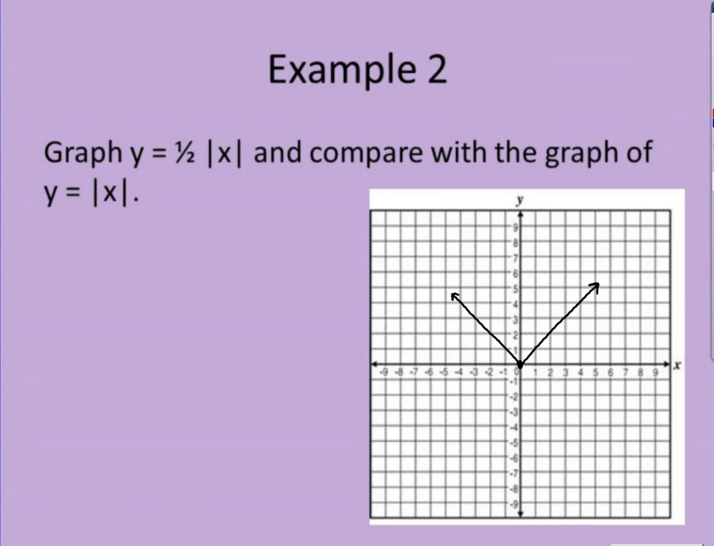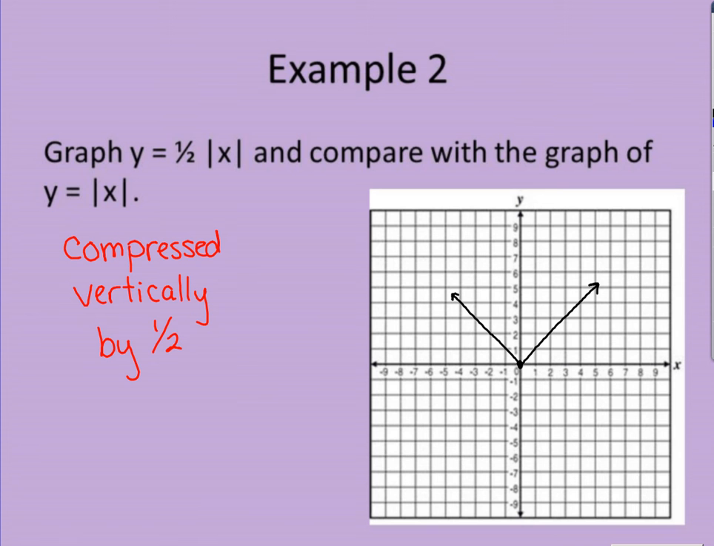So if we have our original graph of y is equal to absolute value of x and we graph this, we need to graph and compare the graph of y is equal to 1/2 the absolute value of x. Because it is 1/2, this is between 0 and 1, so this means it's going to be compressed vertically by 1/2. For an absolute value, this means it's going to change the shape.